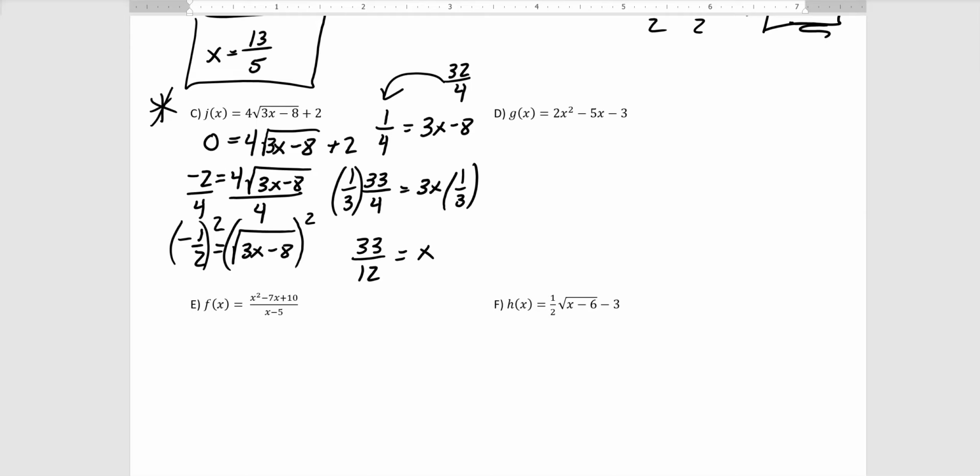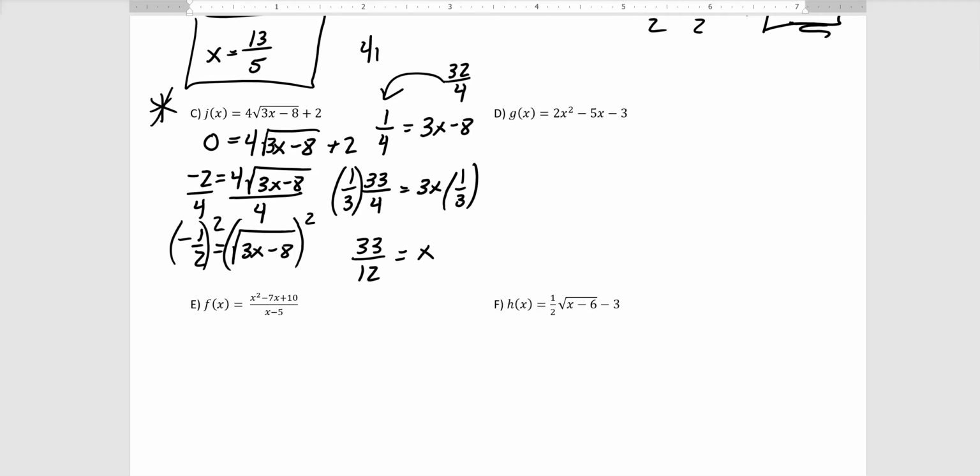Now before I box that answer and make sure that's correct, I need to check it. This answer is going to be extraneous, and let me show you why. If I plug in 33 over 12, 33 over 12 is just a little less than 3.